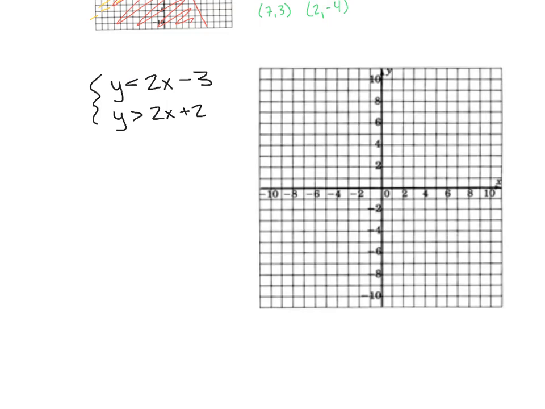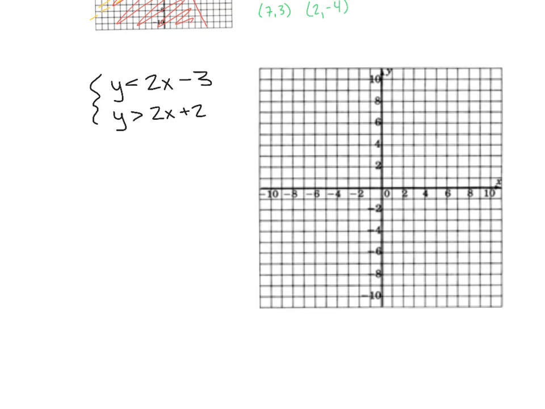Our next set of inequalities is the following. We get y is less than 2x minus 3, and y is greater than 2x plus 2. And with these problems, they tell us to graph each system, like we just did before, and then describe the solutions. So they already both have y on the left-hand side by themselves, so we don't have to do that first step of getting y by itself.